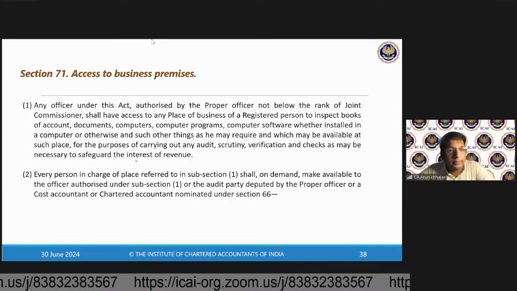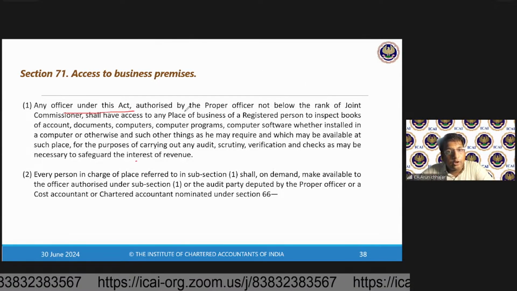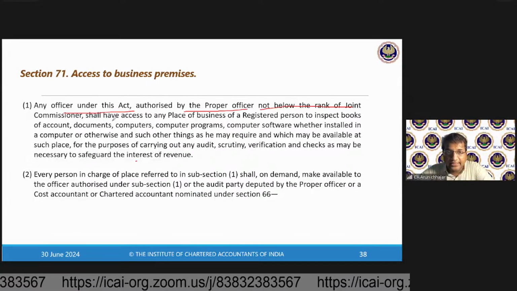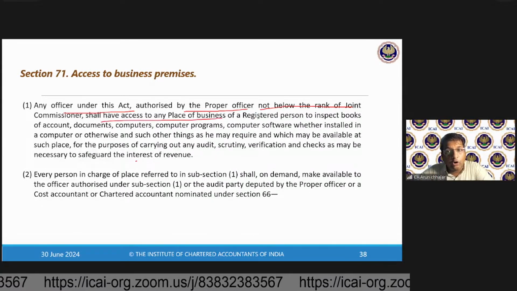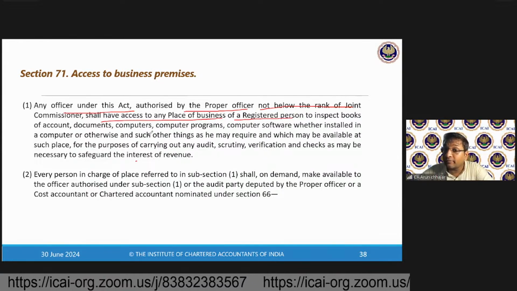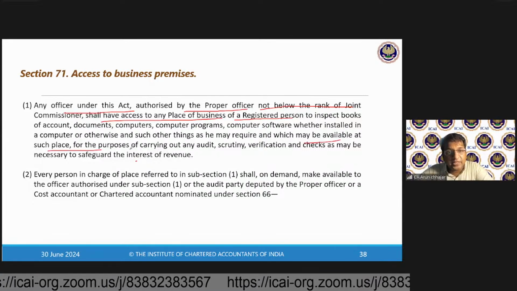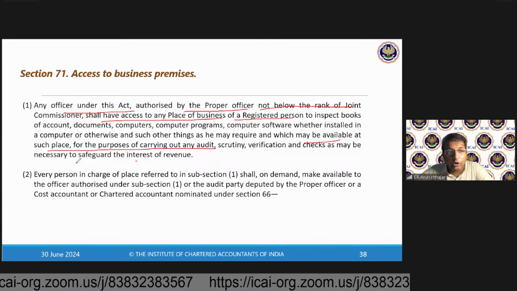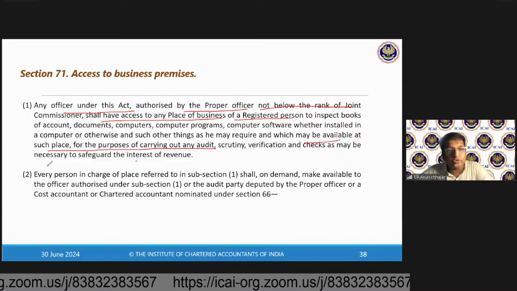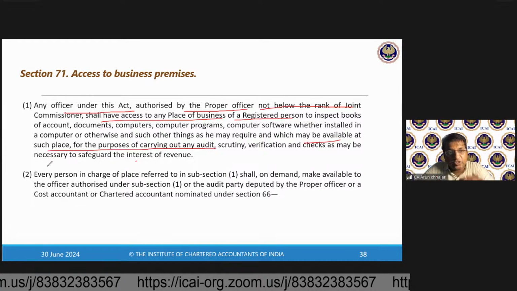Next is access to the business premises. Any officer under this act, authorized by the proper officer not below the rank of the GST, shall have access to any place of business of a registered person to inspect the books of accounts, documents, computer programs, software, etc., which may be available at such place for the purpose of carrying out any audit, scrutiny, verification as may be necessary to safeguard the interest of the revenue. Section 71 gives the power to access the business premises.